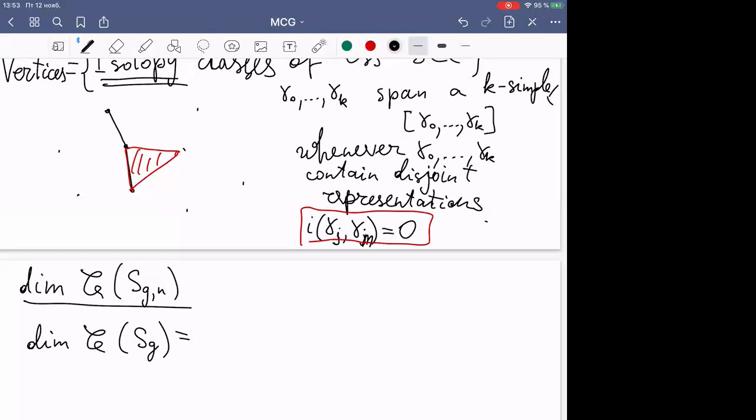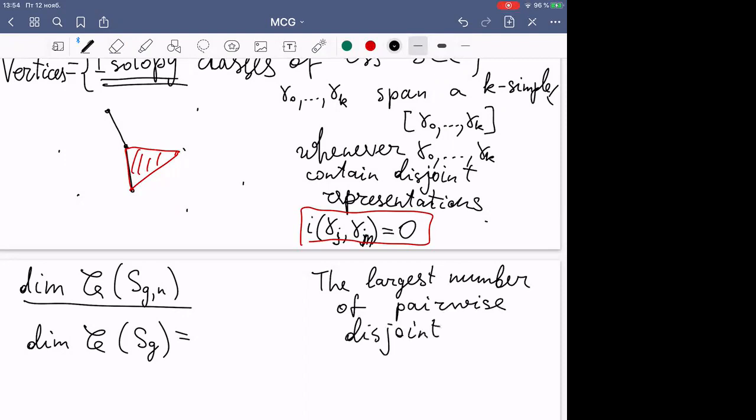Do you hear me? Yes. Well, okay, probably 2g? No. Look, you need to compute the largest number of pairwise disjoint simple closed curves. Let us consider a surface of genus 2.